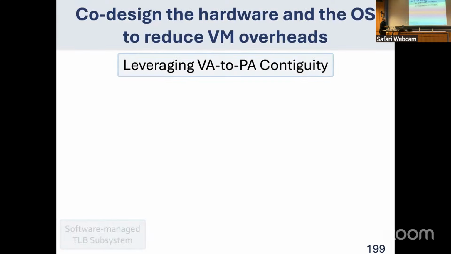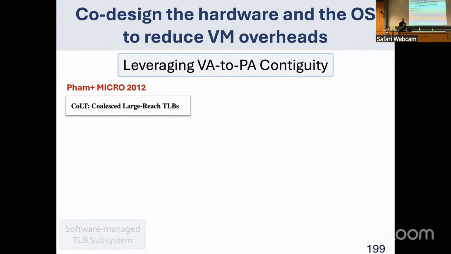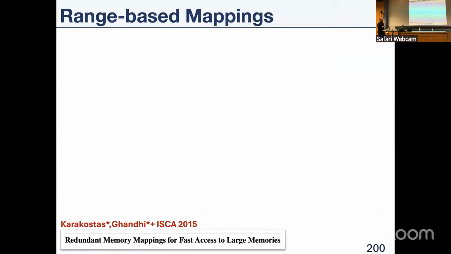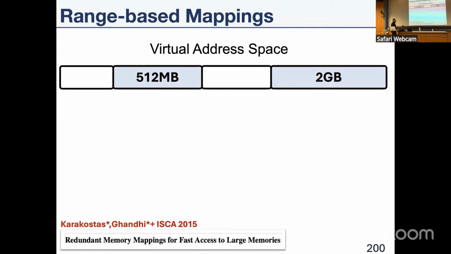Another approach is to leverage virtual address to physical address contiguity to perform very fast offset-based translation, and there are multiple works in this direction. One of them, from ISCA 2015, called Direct Segments, shows that using a virtual address space that uses, for example, these two data structures, right?